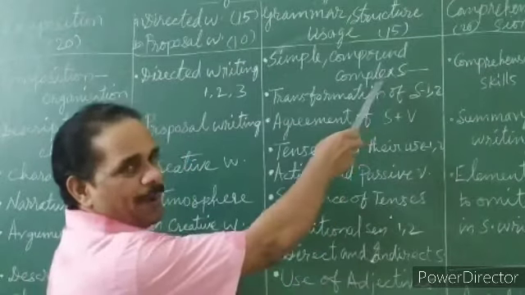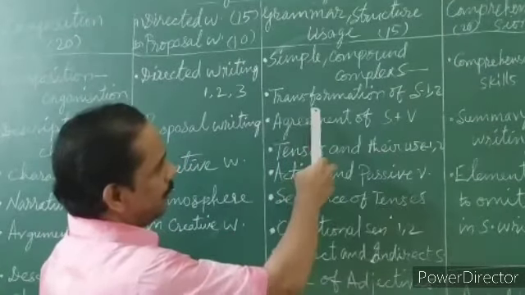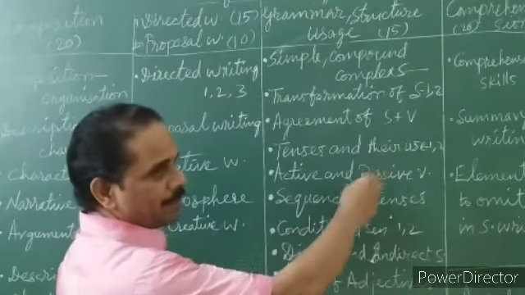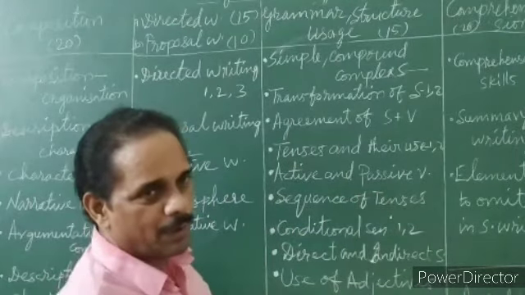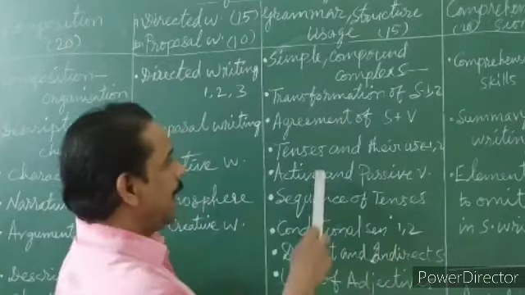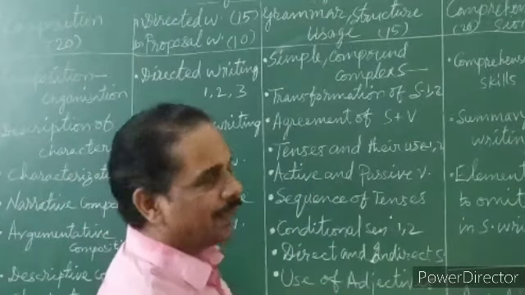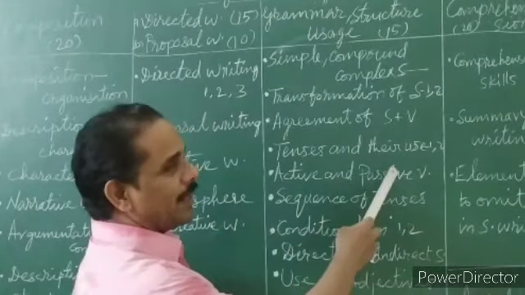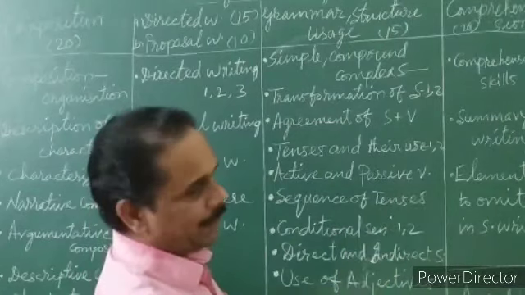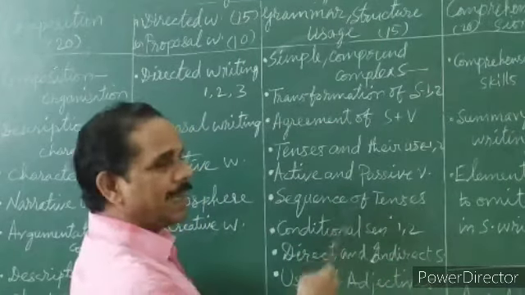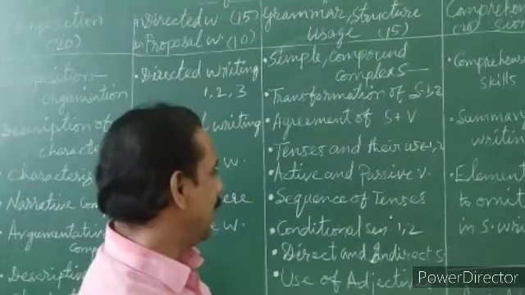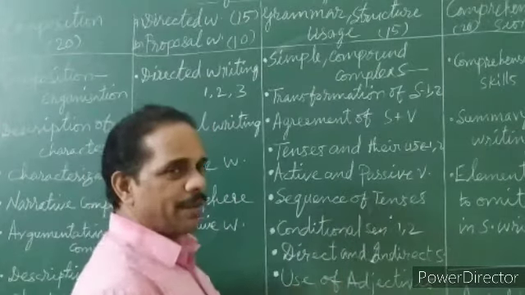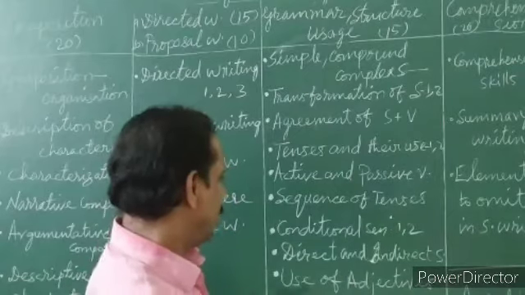Simple, compound, complex sentences, you know it. Transformation of sentences, to some extent you know it. Maybe we'll have to deal with it a little bit. Agreement of subject and verb, that's easy. Tenses and their usage, that you have seen already, 1 and 2. Active and passive voice you have learned in all the classes, especially last year. Sequences of tenses, that also you know.